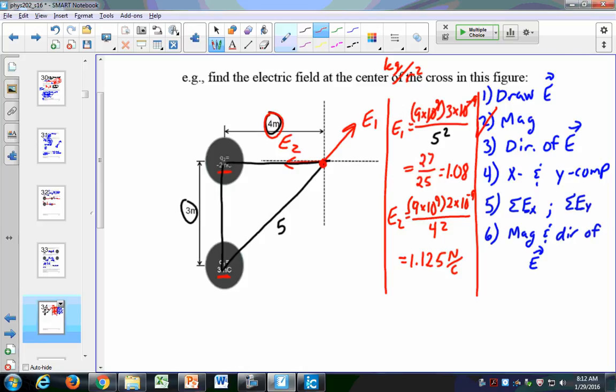Now my next step is to find the direction of E1. E2 is on the negative x-axis, so I don't need to worry about that. But I want to know, what is this angle theta? Notice I have two lines here. A line there, and a line there on that angle theta. These two angles are exactly the same. This is a 3-4-5 triangle, so this angle is 37 degrees. But I could find that, if I wasn't sure, or if it was just a funky triangle, I could say that the tangent of theta is opposite over adjacent, so SOHCAHTOA, 3 over 4. So theta is the inverse tan of 3 over 4, which is 37 degrees.